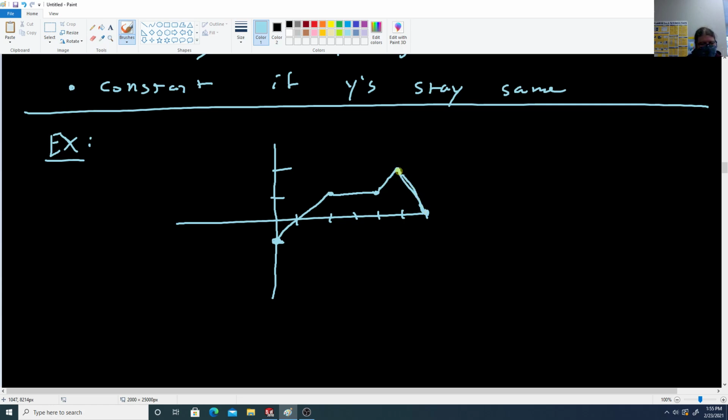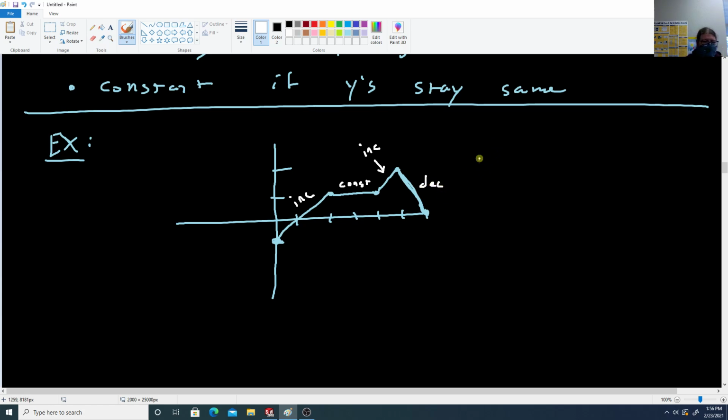So we think about if we move across the graph from left to right, in this first region here, the y's are getting larger, so our function is increasing. In the middle region here, the y's are staying the same, so we're constant. Out here, the y's are getting larger again, so on this third segment, we're increasing again. And finally, over here, as we move from left to right, the y's drop, so we're decreasing.